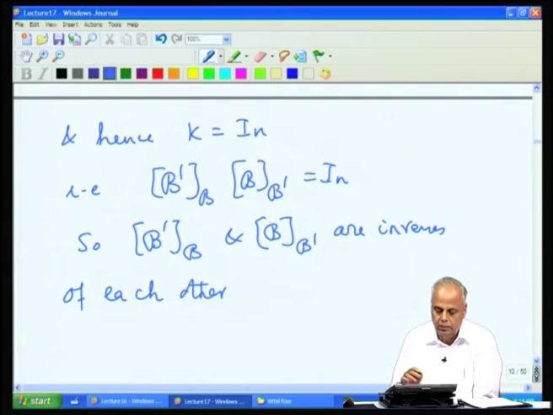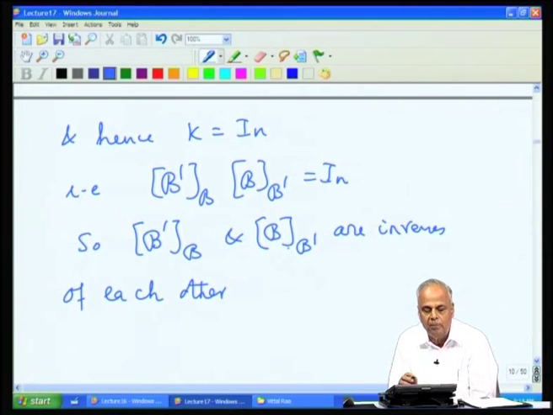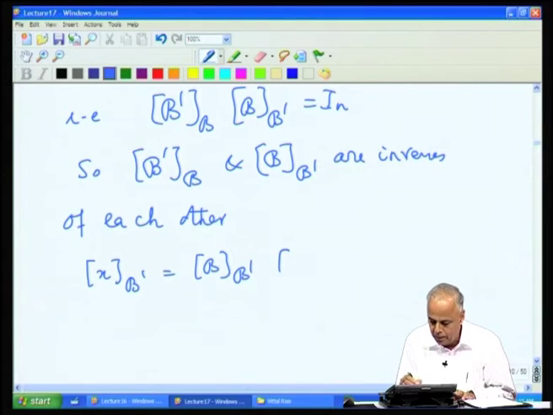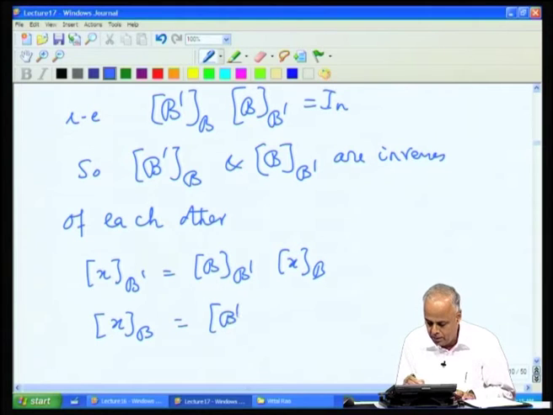So, to convert the representation from B language to the B' language, you represent the B basis vectors in terms of the B' basis vectors. To convert the information in the B' language to the B language, represent the B' basis vectors in terms of the B basis vectors. Once we have this, remember x_B' is B_B' into x_B, and x_B is B_B'B into x_B'.